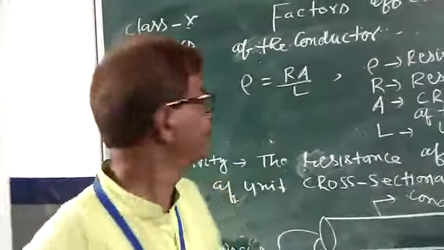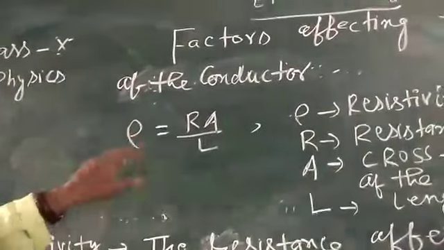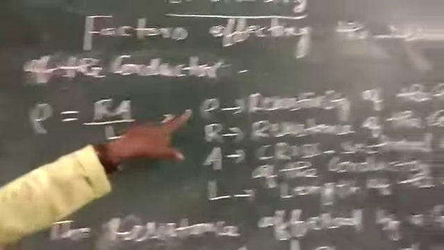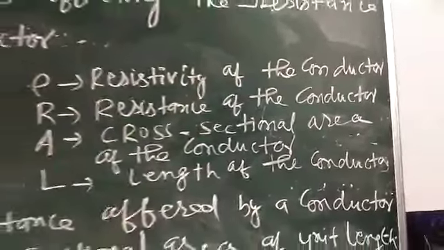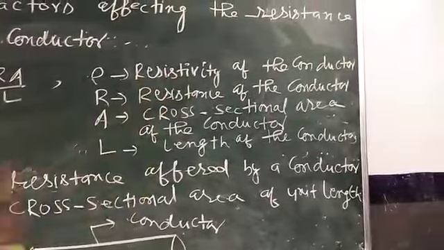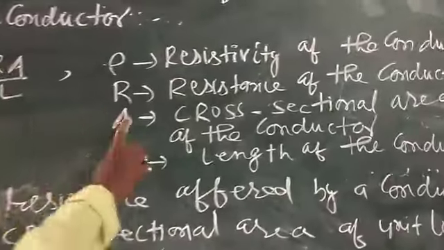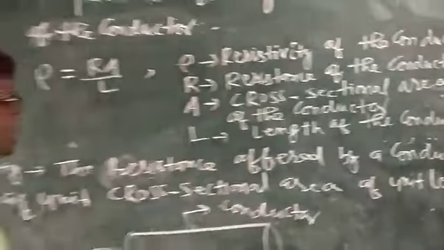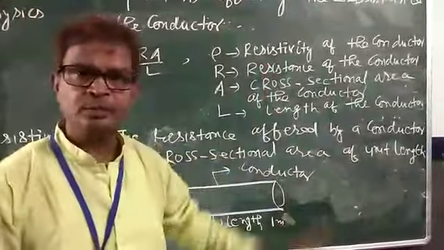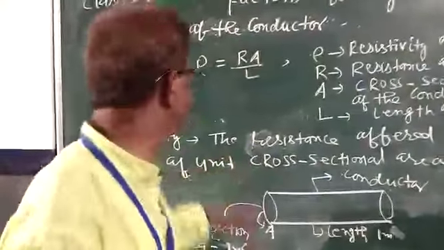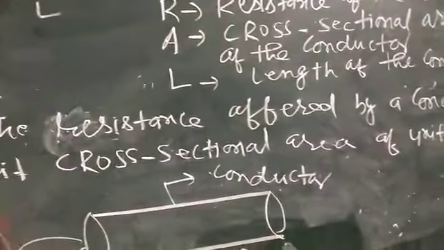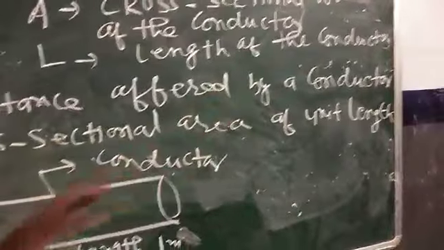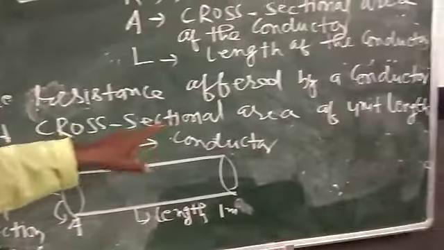Students, we have the expression resistivity equal to R A by L. Here rho represents the resistivity of the conductor, R represents the resistance of the conductor, A represents the cross-sectional area of the conductor, and L represents the length of the conductor. Now we are going to define the resistivity. See here cautiously. The resistance offered by a conductor of unit cross-sectional area and unit length. What does it mean?